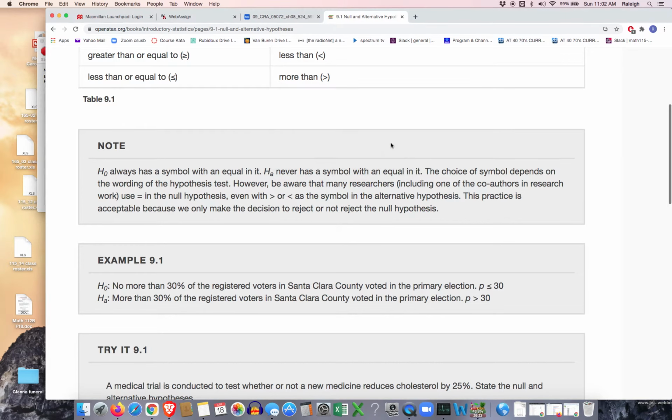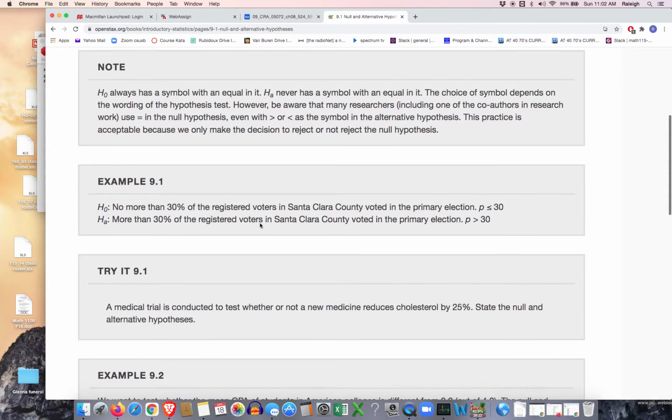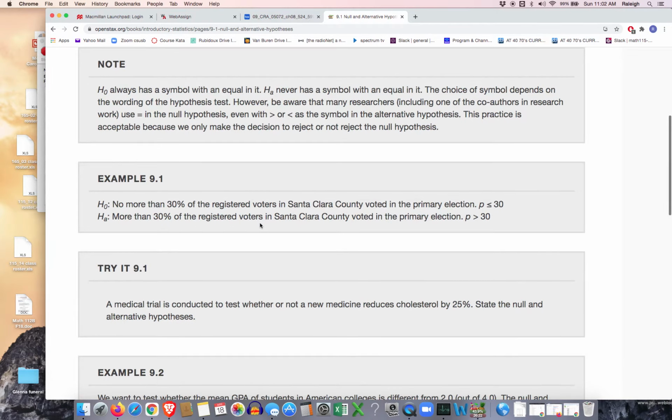Let's get rid of that little announcement there. And let's see, how about this example here? This is just lots of brief examples. And I will say it the way I prefer to see it. And it says no more than 30% of the registered voters in Santa Clara County voted in the primary election. In other words, yes, you could say P is less than or equal to 30, but P equals 30.30. They forgot the decimal point. That's their mistake, obvious mistake.